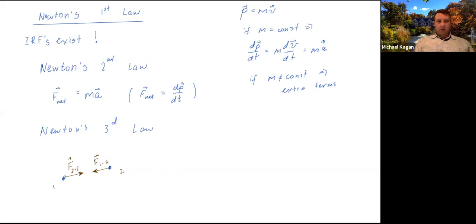Okay, so let's just make this precise. F12 equals negative F21, and they're directed along the lines connecting the particles, directed along the line 1, 2. Why is this important?